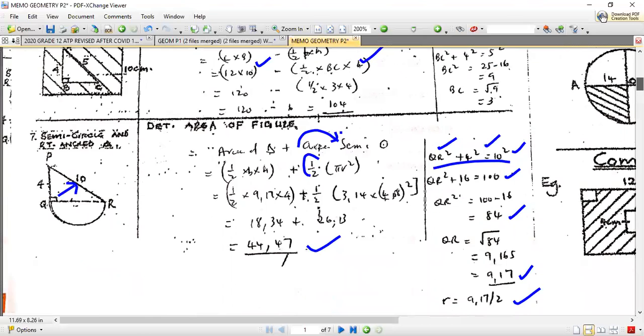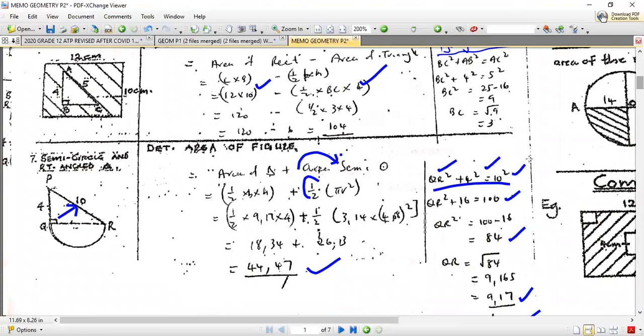If we move down to our worksheet and see example 7, we find that we have a semicircle and a right-angle triangle attached to it. Once again, you are getting familiar with Pythagoras' theorem because the 10 is the hypotenuse. So if you look on my right, QR squared plus 4 squared is equal to 10 squared. So QR squared plus 16 is equal to 100. So QR is equal to the square root of 84, which is a decimal, 9,165, which I've rounded up to 9,17.